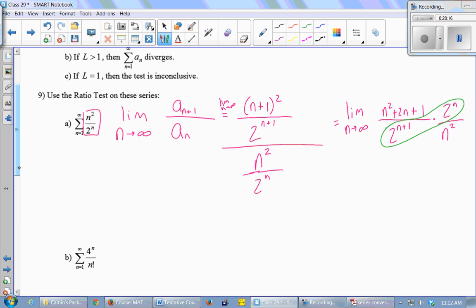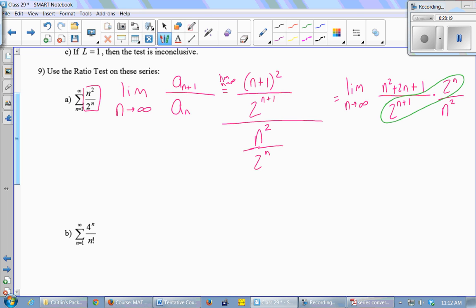So go back over here. And I now have the limit as n goes to infinity of n squared plus 2n plus 1 over 2n squared. So all I did was simplify the 2 to the n over the 2 to the n plus 1. And then what is that limit? 1/2. Yep. And that is less than 1, which means my series converges.